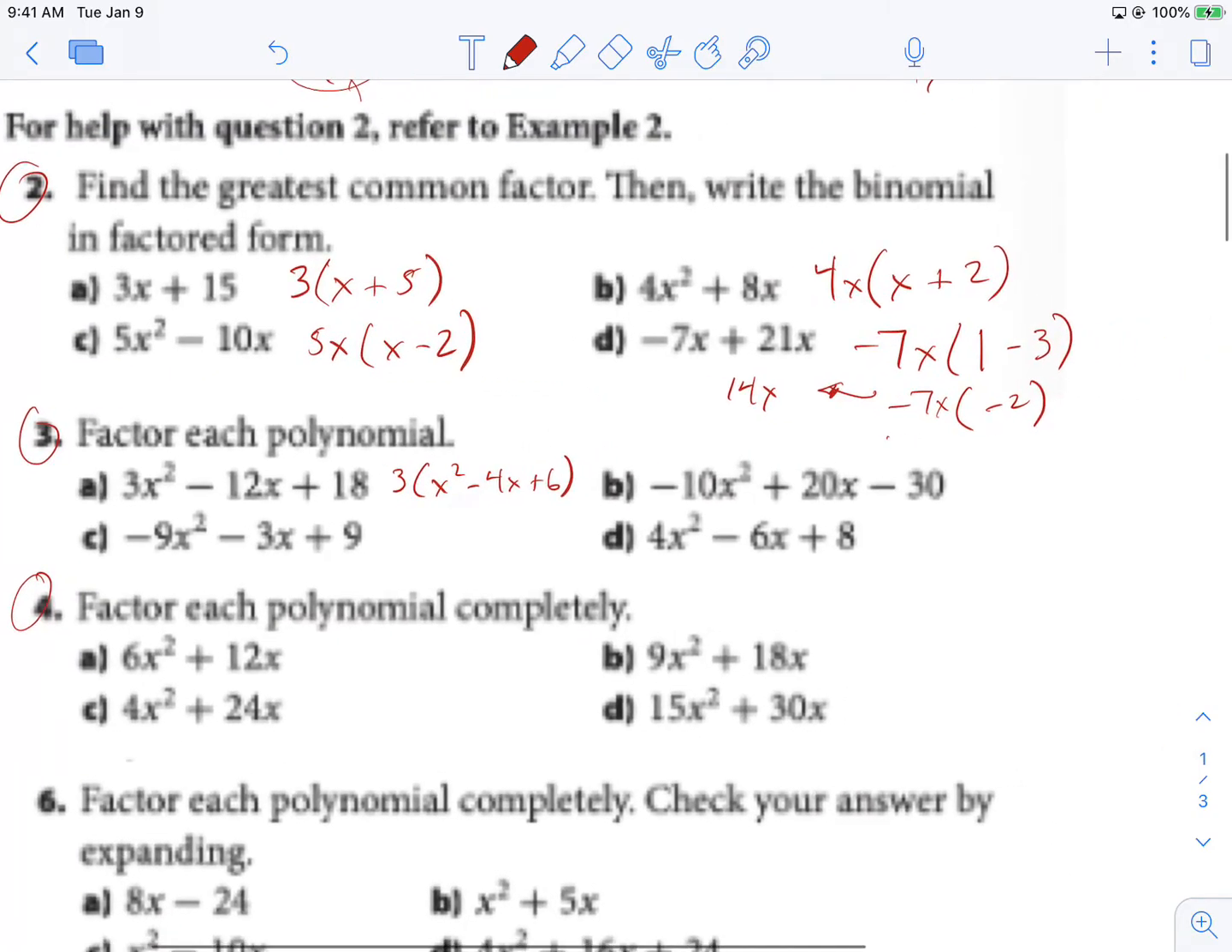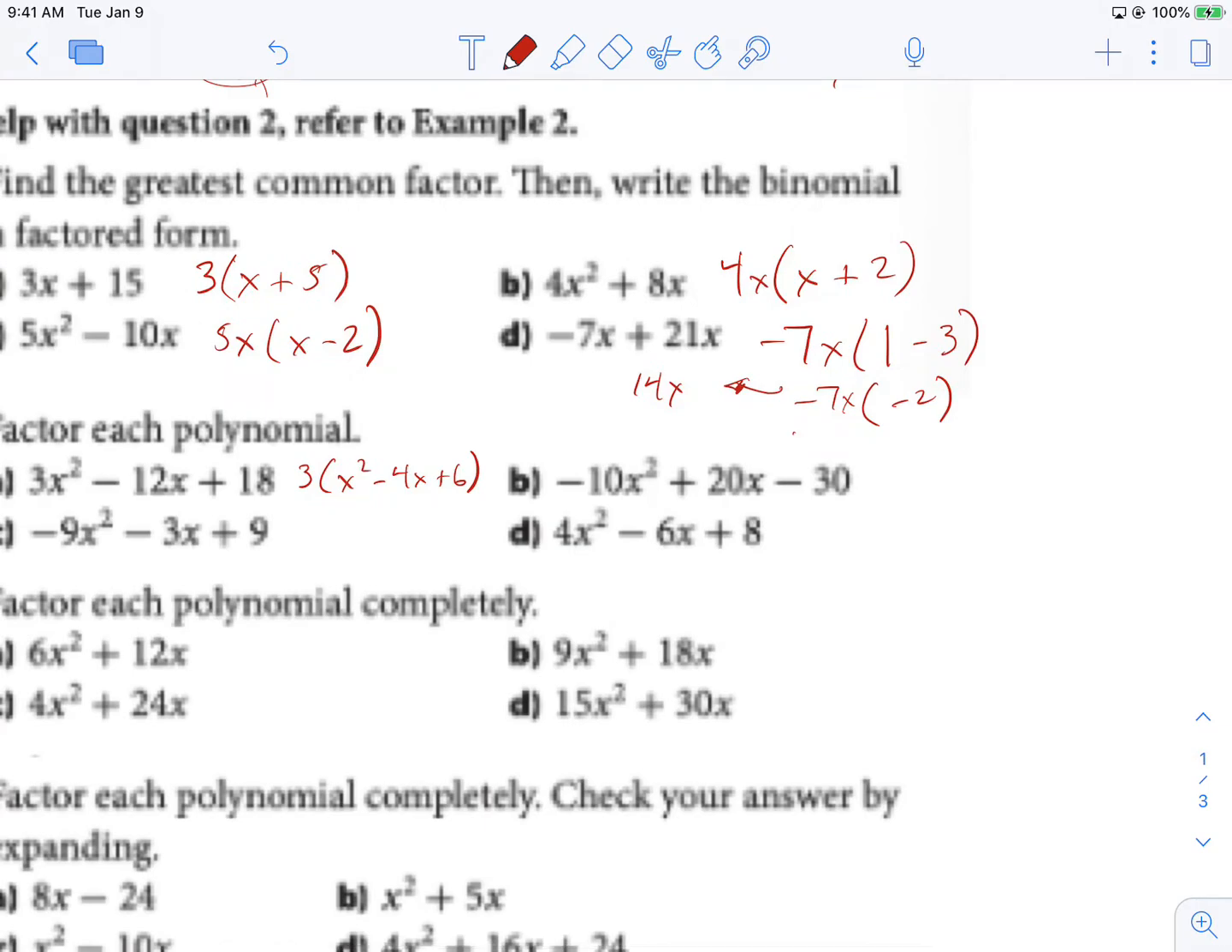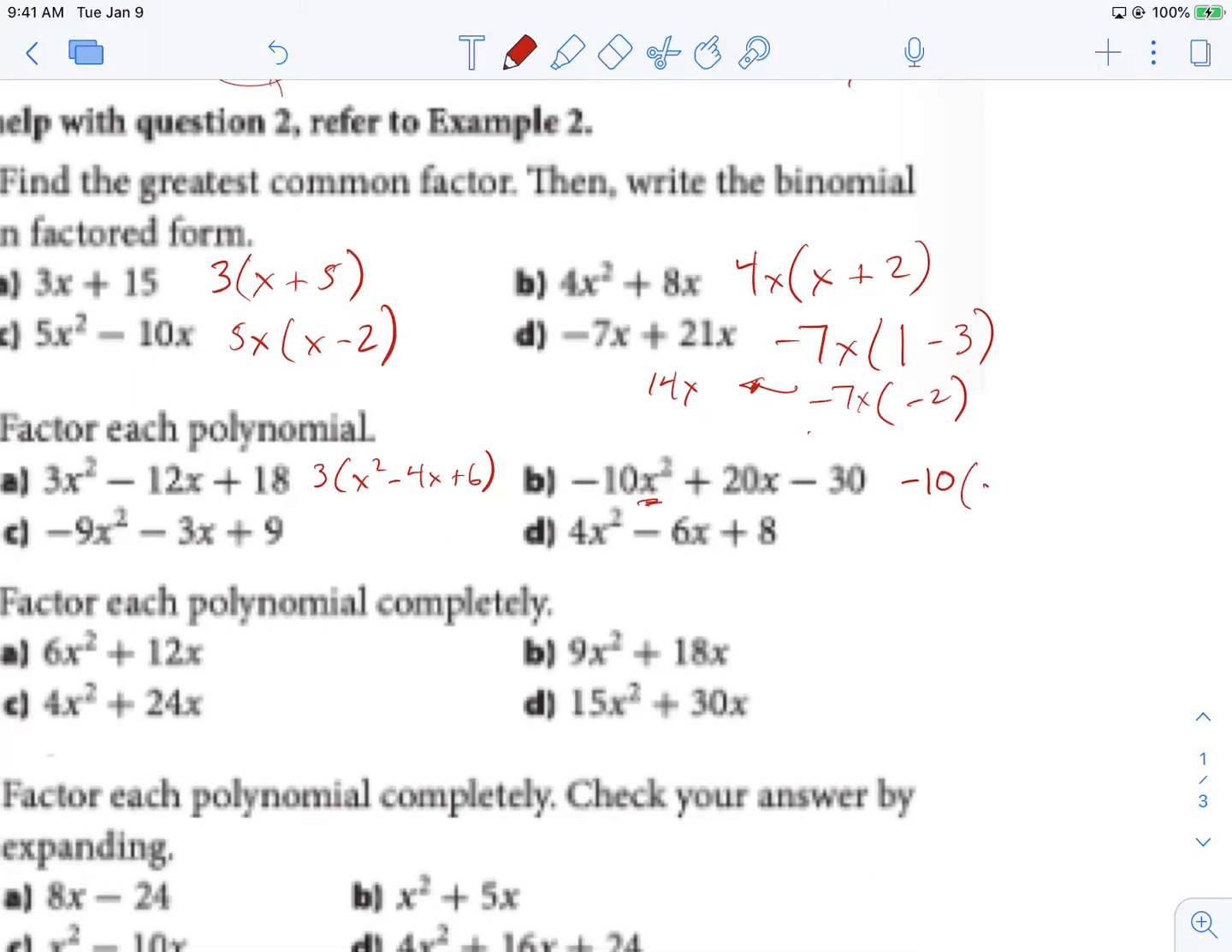Okay, next we're going to take out a negative 10 because everything has a 10. So we can either take out a positive 10 or a negative 10. I just always like having this x squared be positive. So I'm going to take out a negative 10, so that x squared. This plus 20x, since I took out a negative 10, we need to reverse the sign.